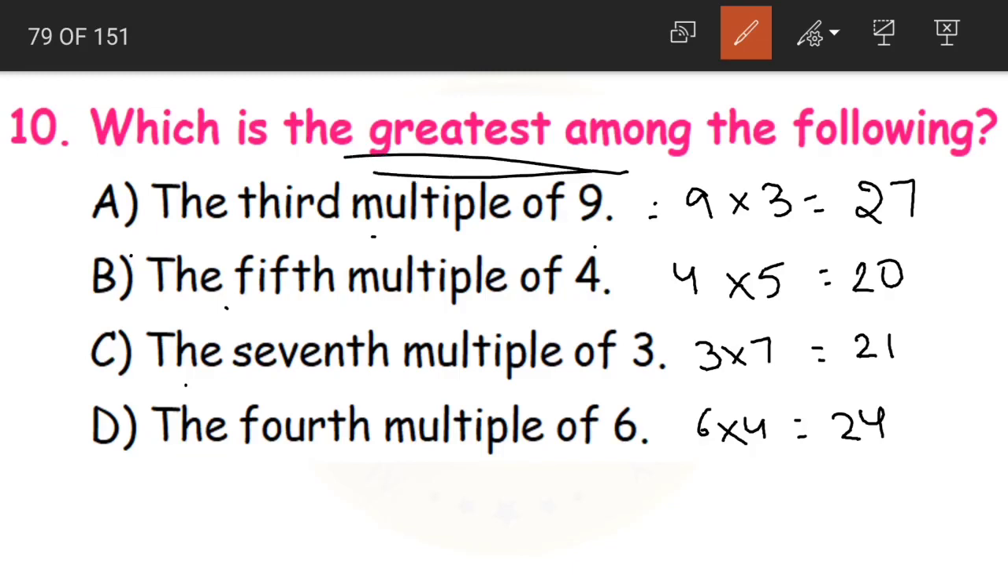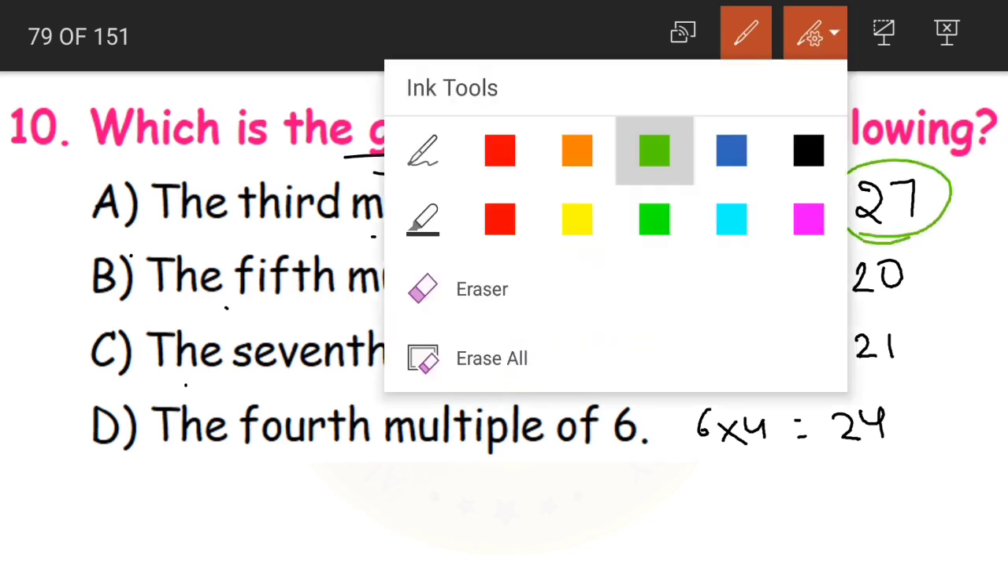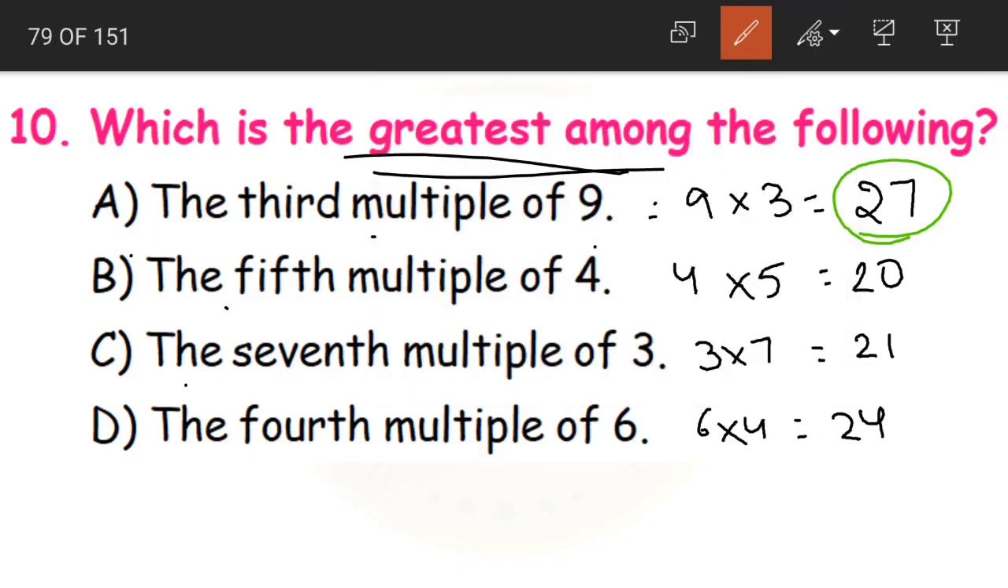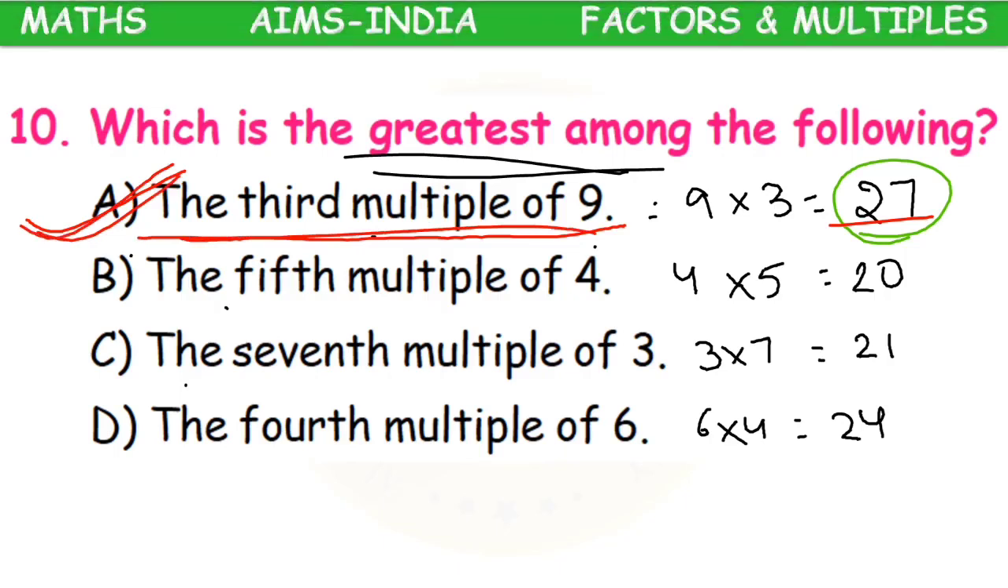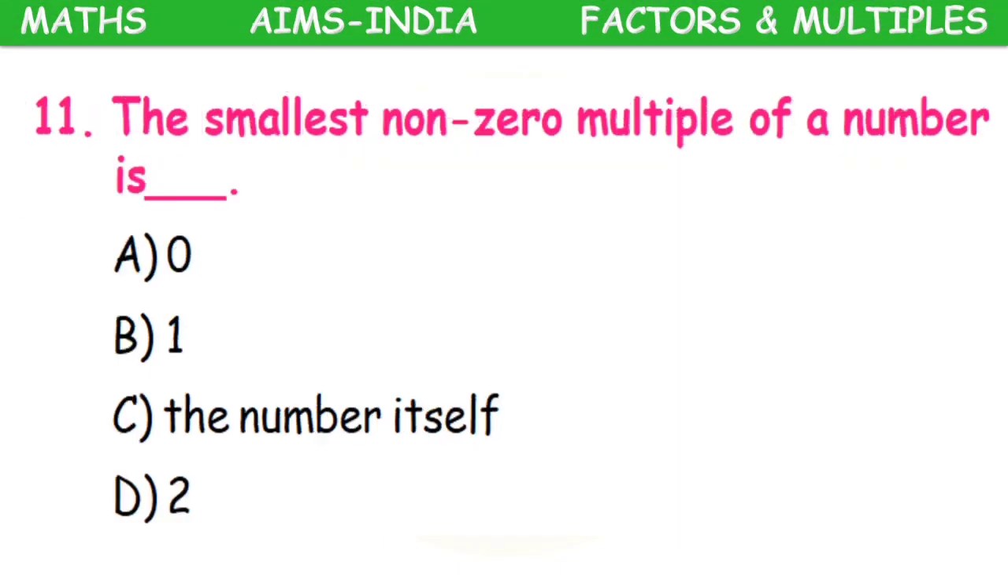Now which is the greatest among the following? 27 is the greatest among the following. Here 27 is nothing but our third multiple of 9. So option A becomes the greatest among the following. Next, question 10. The smallest non-zero multiple of a number is dash.